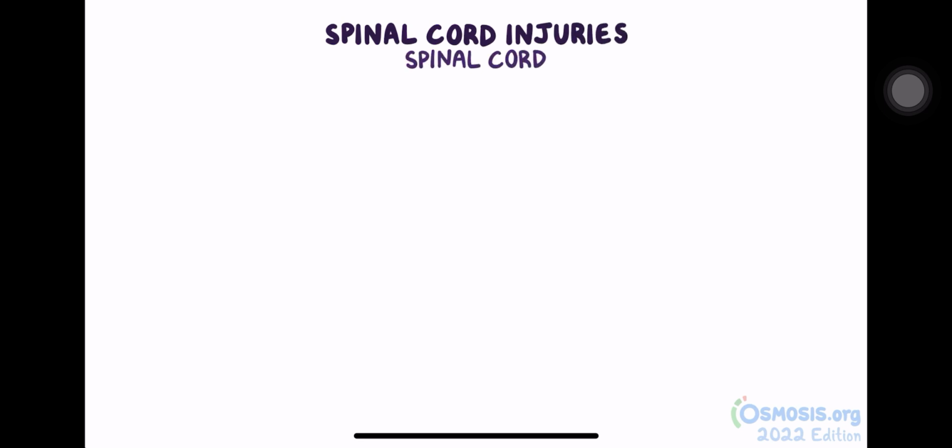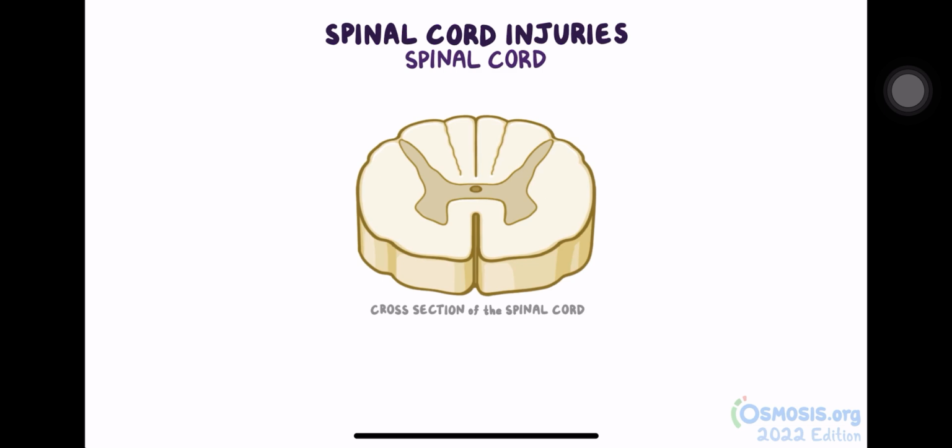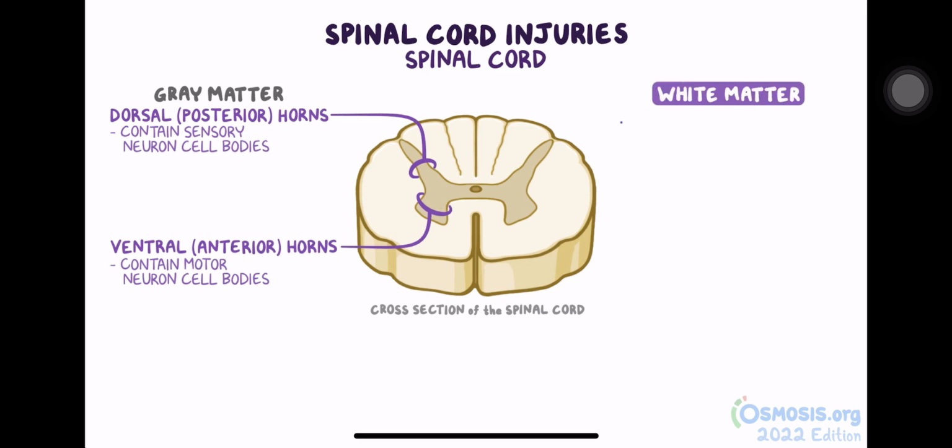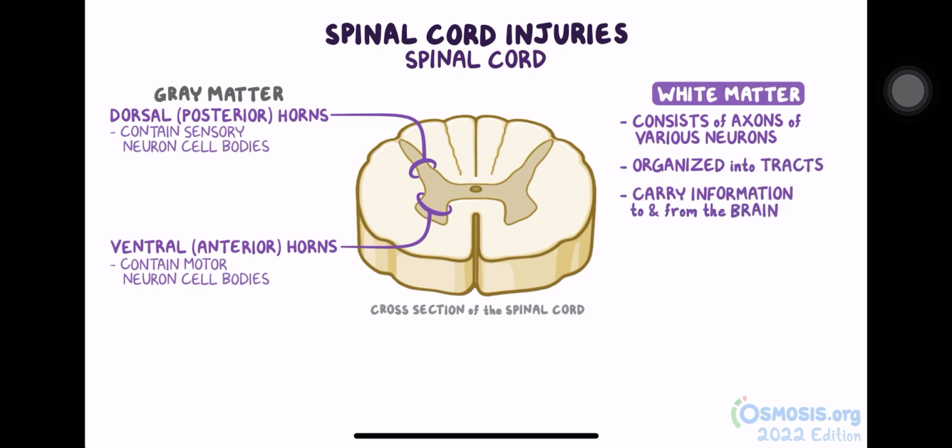Okay, before we move on to spinal cord injuries, let's freshen up our knowledge of the spinal cord itself. Zooming in on a cross-section of the spinal cord, you'll see it's made up of both gray and white matter. Gray matter is found in the center of the spinal cord and has two dorsal or posterior horns that contain sensory neuron cell bodies, and two ventral or anterior horns that contain motor neuron cell bodies. Surrounding the gray matter is white matter, which consists of the axons of various neurons. They are organized into tracts that carry information to and from the brain.